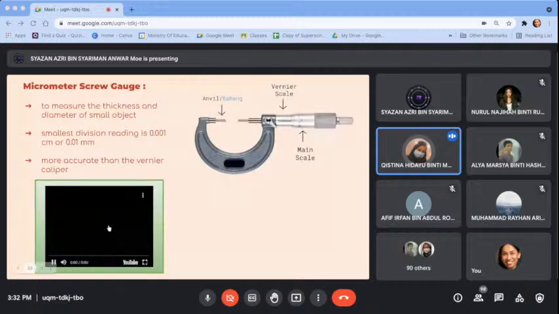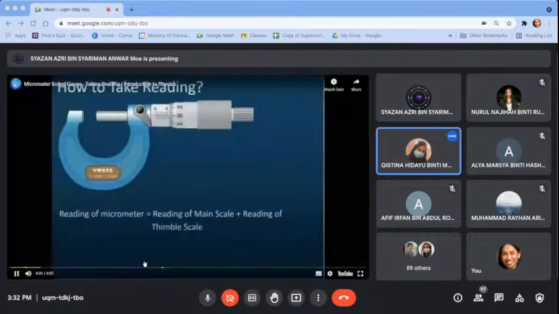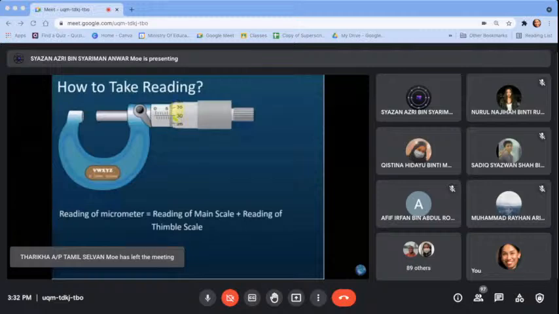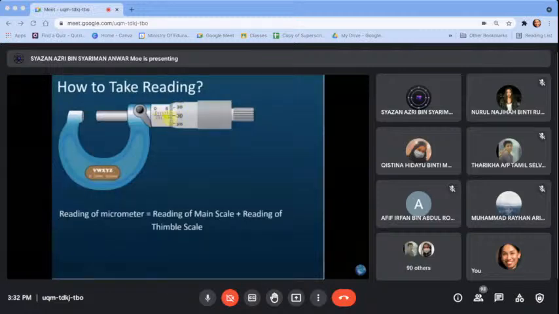Okay, how to take reading? So the reading of the micrometer is equal to the reading of the main scale, this is the main scale, plus the reading of the thimble scale. This is the thimble scale. This is the main scale. This is the thimble scale. So the reading is equal to the main scale plus the thimble scale.